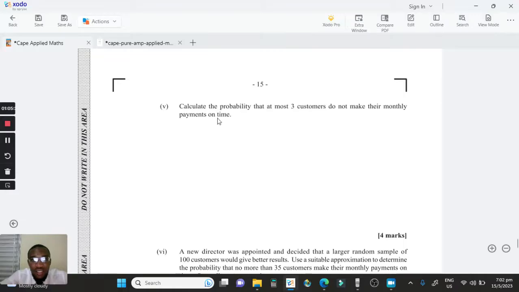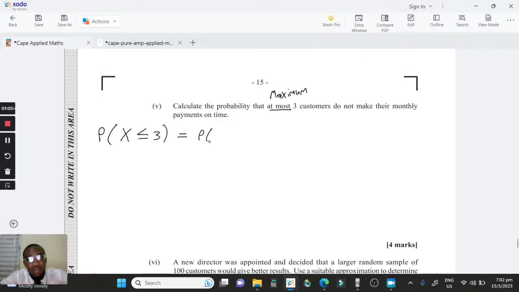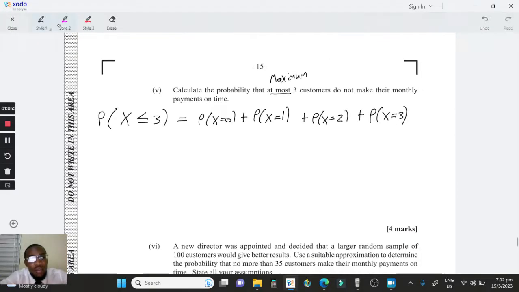Now it says calculate the probability that at most 3 customers do not make their monthly payment on time. At most means maximum. So the probability X is less than or equal to 3. This is then the probability that nobody makes the payment on time, plus the probability 1 person, plus the probability 2 persons, plus the probability 3 persons. Each will give us a mark.